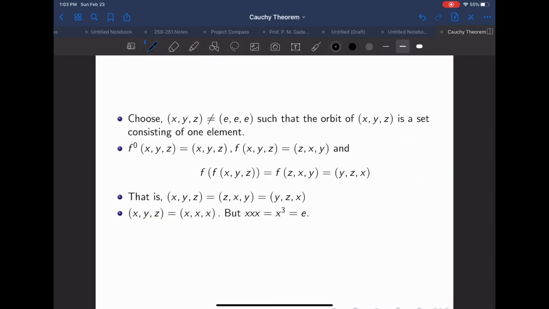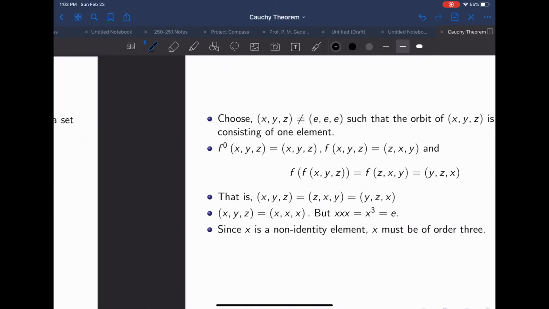So far, we have obtained that x, y, z has to be x, x, x, right? But then x times x times x, that's x cubed, that's E, right? So x must satisfy x cubed is the identity.